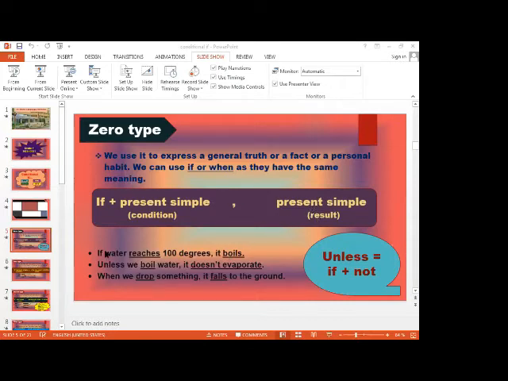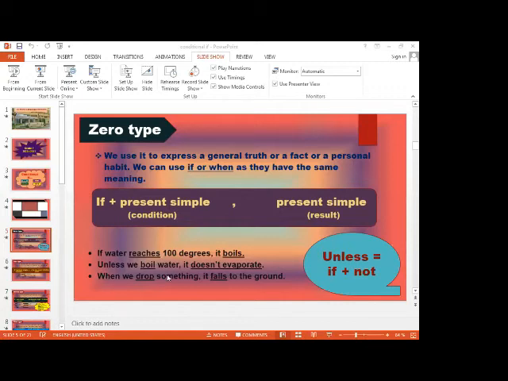Let's see. If water reaches 100 degrees, it boils. So the verb in the condition, reaches, is in the present simple, and the result, boils, is in the present simple. Unless means if plus not. Okay? Unless we boil water, it doesn't evaporate. So our verb boil is in the present simple and it doesn't evaporate is in the present simple.